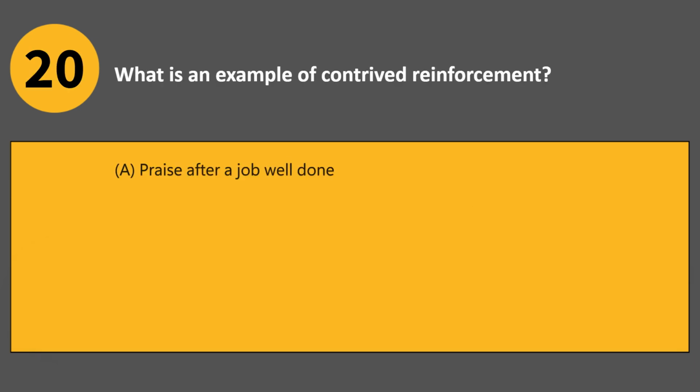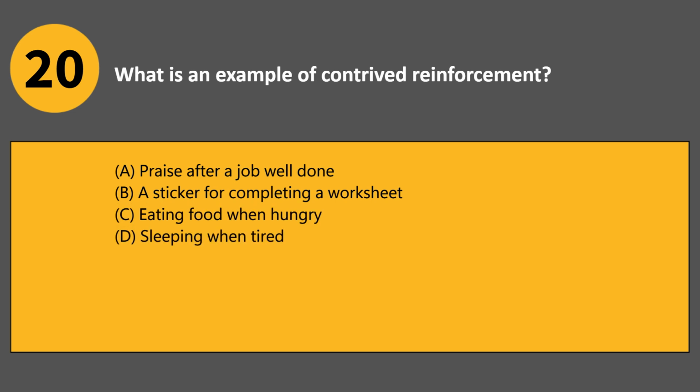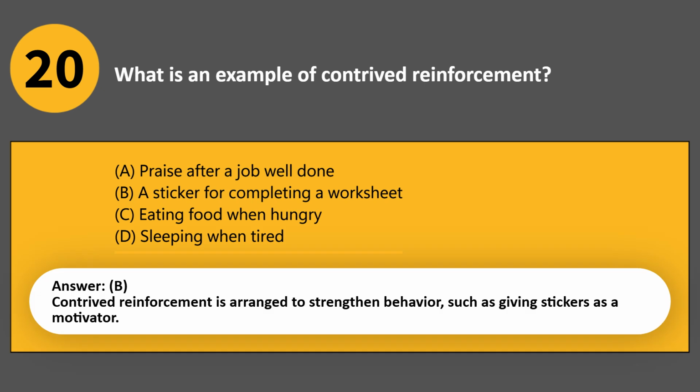What is an example of contrived reinforcement? A. Praise after a job well done. B. A sticker for completing a worksheet. C. Eating food when hungry. D. Sleeping when tired. Answer: B. Contrived reinforcement is arranged to strengthen behavior, such as giving stickers as a motivator.